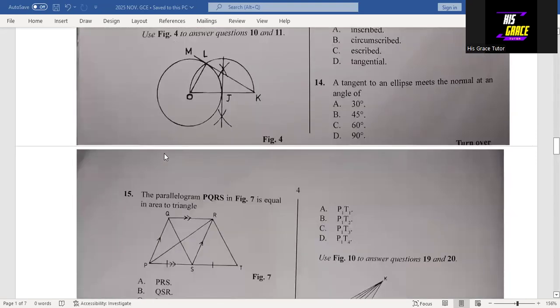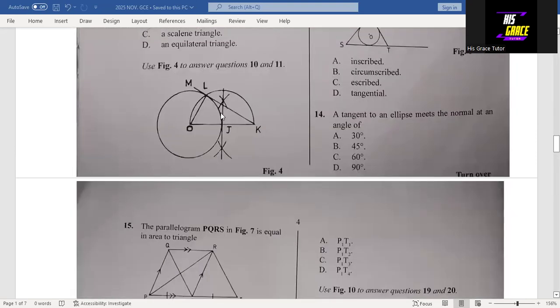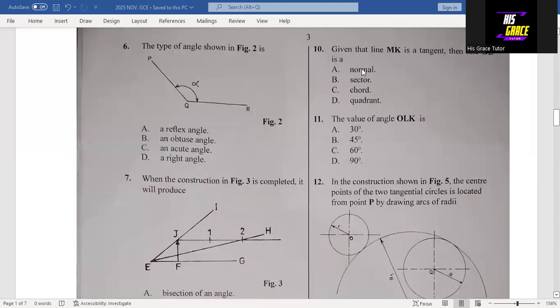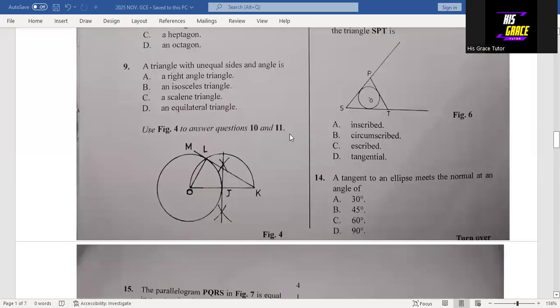Then for questions 10 and 11, we have to make use of this diagram. All right, so let's look at question 10. It says that given that line MK is a tangent, then line OL is a normal. That is option A, the answer to question 10. Let's see what we have here. So this line OL is a normal to this tangent MK.